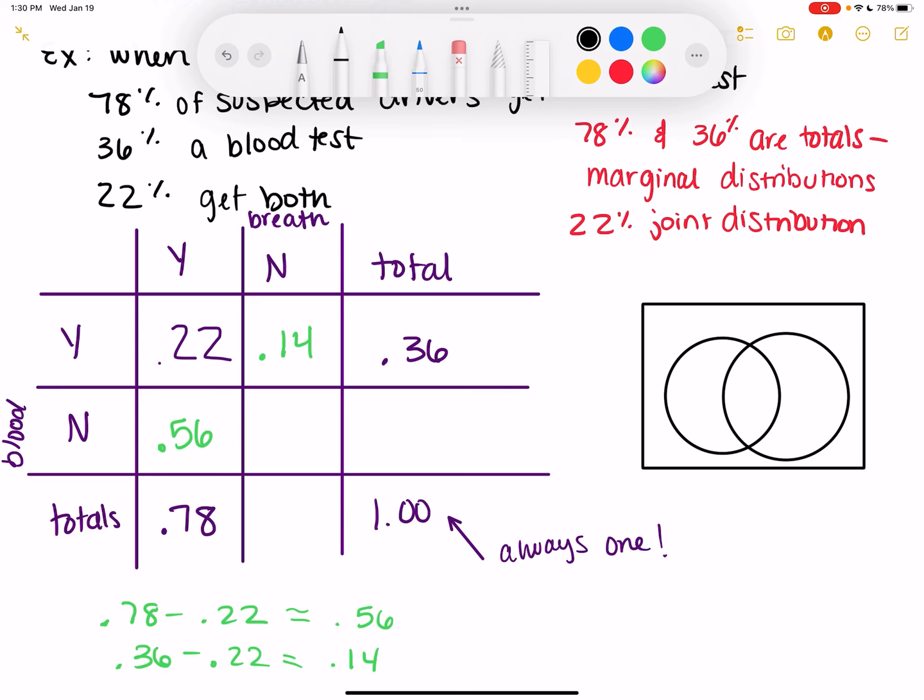Okay, so we're gonna do blood in one, breath in the other. So blood, breath, both. So where they got both is in the middle, which is 0.22. That was given to us. Okay. So then for the blood, we want blood, not breath, which is going to be yes for blood, no for breath. So that's going to be 0.14.